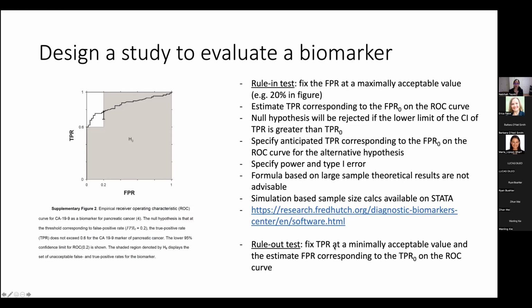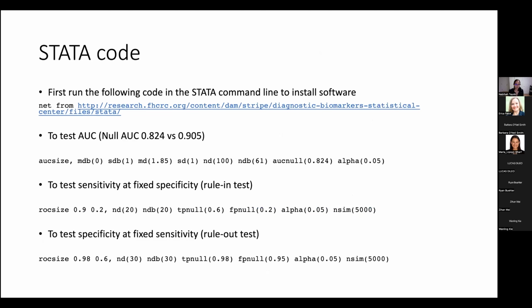A rule-out test would then fix the true positive rate at some minimally acceptable value and then estimate the false positive rate and make a decision of whether you've seen a significant improvement in the false positive rate. And again, you don't want to use the large sample theoretical results. There are simulation-based programs already available in Stata, or you can write your own if you prefer.